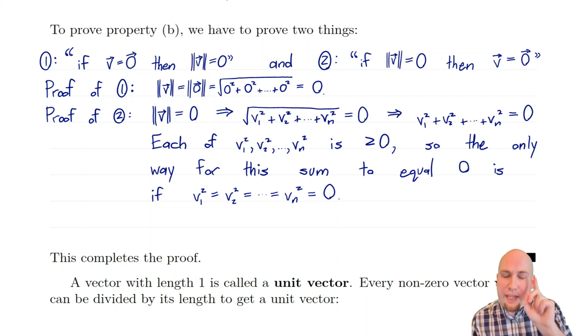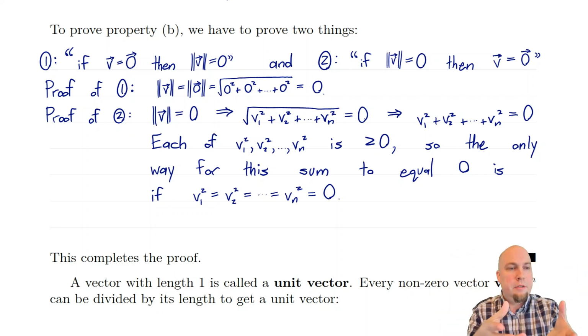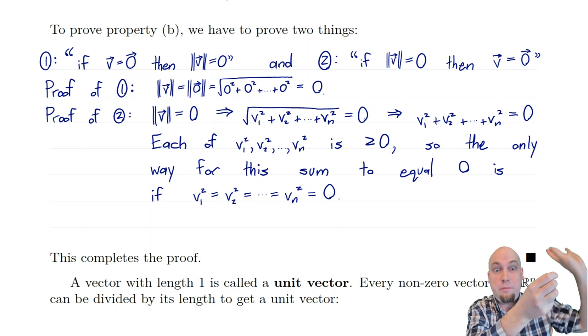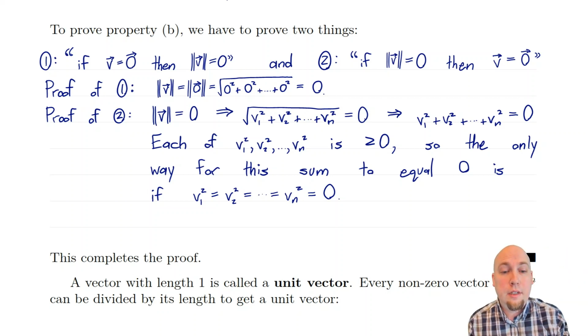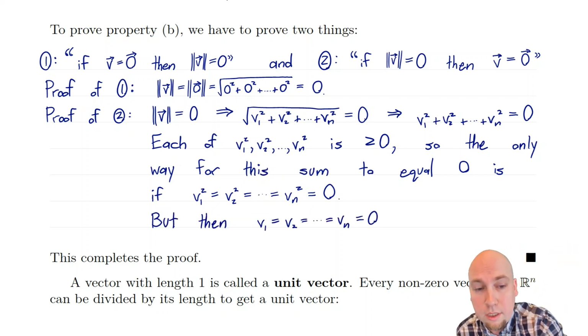Because if even one of them was not equal to 0, then that sum would have to also be bigger than 0, right? Because you'd be taking something positive and adding non-negative numbers to it. It would still be strictly positive. Okay, so the only way that sum can equal 0 is if each of the individual terms, v1 squared, v2 squared, and so on, all of those equal 0.